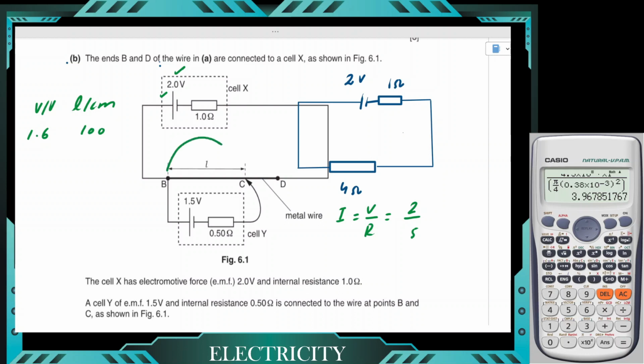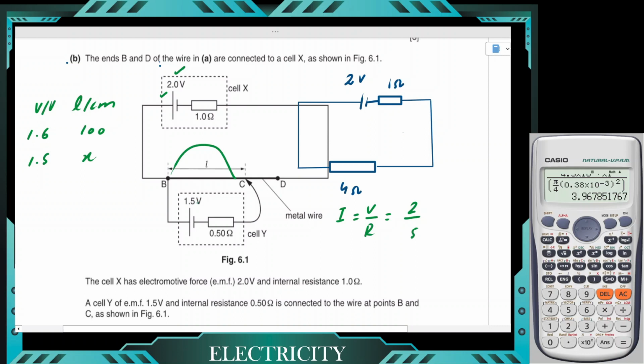And the voltage across B to C is 1.5. And for what length? For X length. So if across 100 centimeters you have 1.6 volts, then across what length will you have 1.5 volts? And how do you know that voltage across B to C is also 1.5?